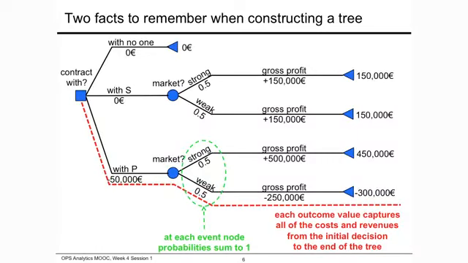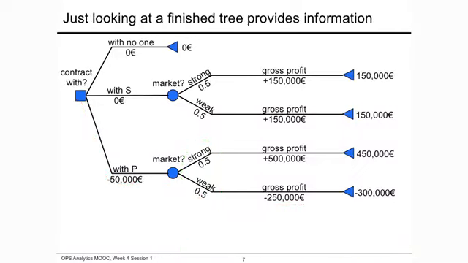If IDEA contracts with no one, it earns no revenue, it pays no costs, and it has a net profit of 0 for certain. If IDEA orders from supplier S, with a probability of 0.5, it earns a net profit of 150,000 euros when the market is strong. And with a probability of 0.5, it earns a net profit again of 150,000 euros when the market is weak. So even though there are two outcomes and they're random, both yield the same net profit.